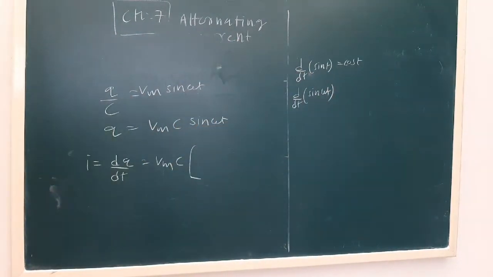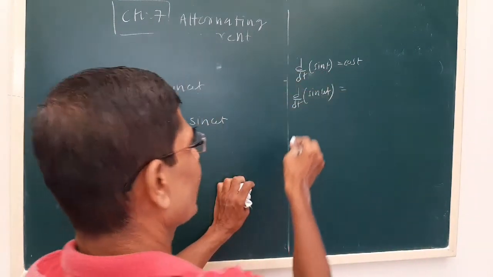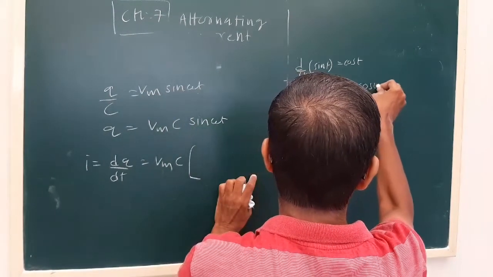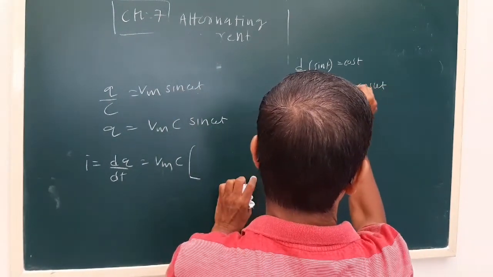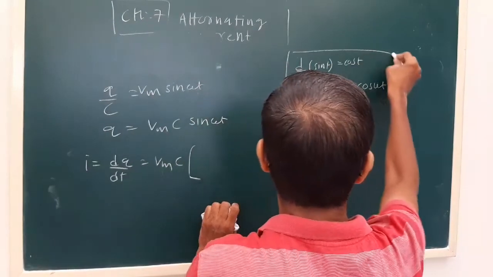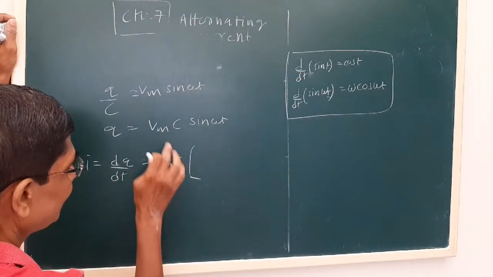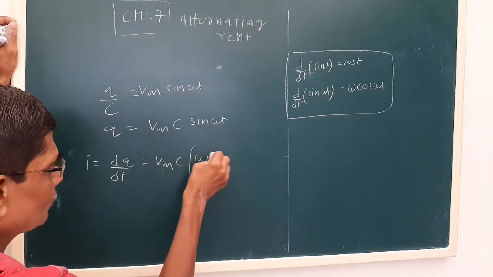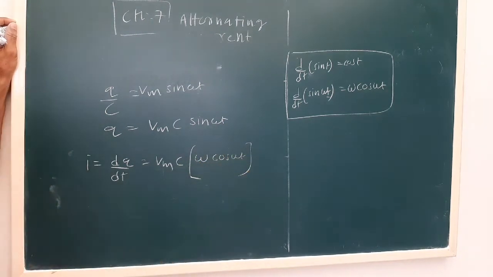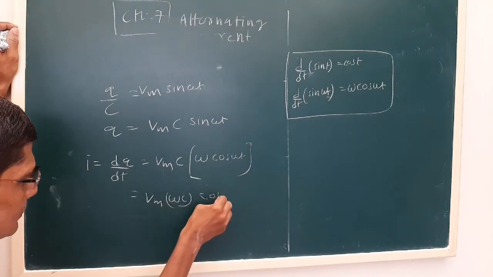In integration we have seen that the coefficient of t moves into the denominator. Here it is in multiple. In differentiation, the derivative of sin omega t will be cos omega t. Now what is the coefficient of t? It is omega. So it will be omega cos omega t. Now this we have to keep in mind. So here I is equal to dq by dt, that is Vm into C; the derivative of sin omega t is omega cos omega t. Now this will become omega C cos omega t.